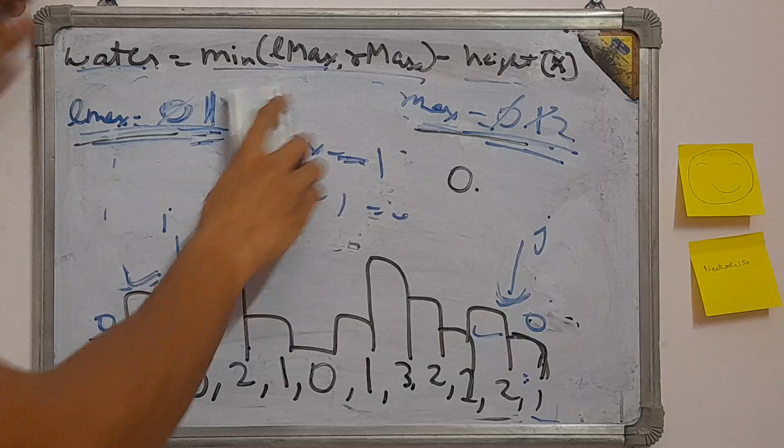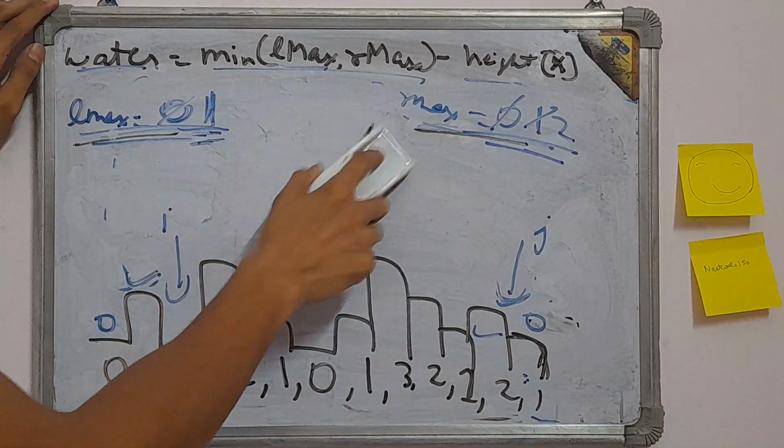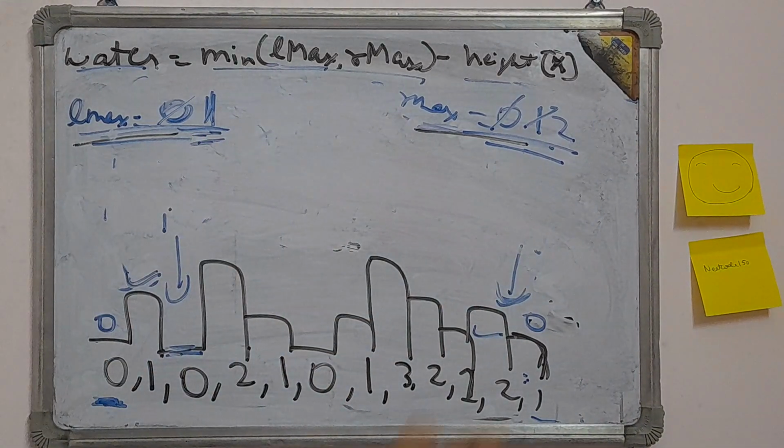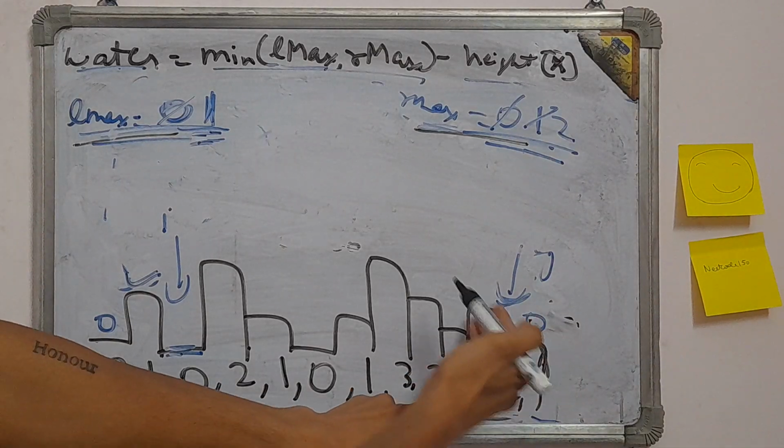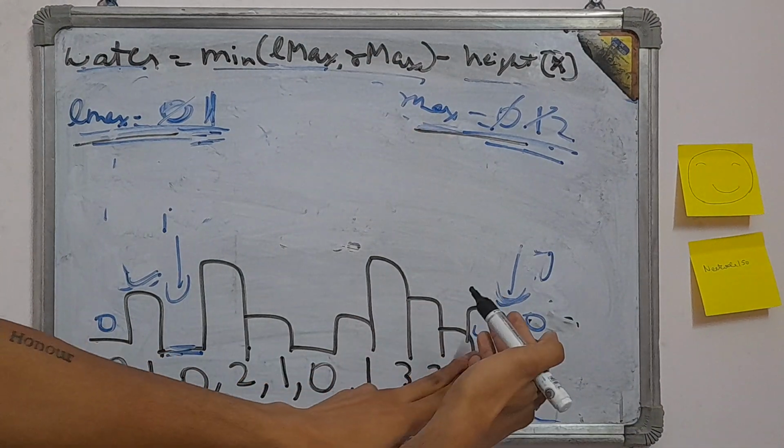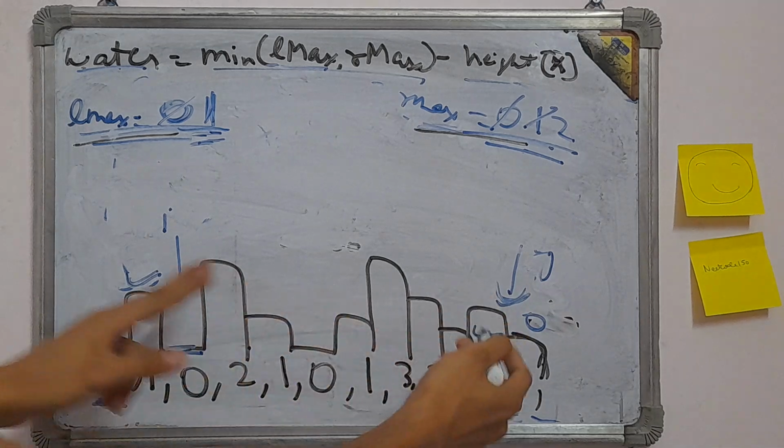Now I will tell you the case that I was telling before. Let me erase this a bit. J. Okay, so there are two cases. One case can be, what if there is a greater wall here, and the second case is, what if there is a smaller wall, and we consider it R max here.